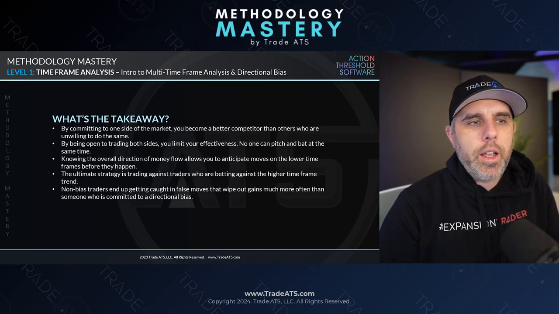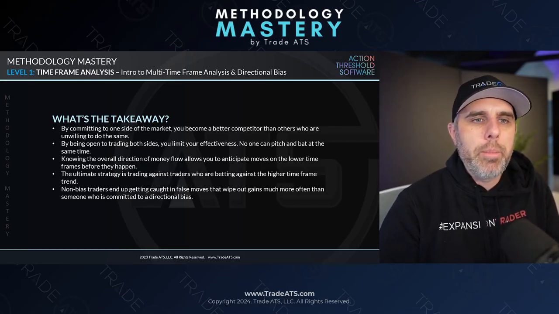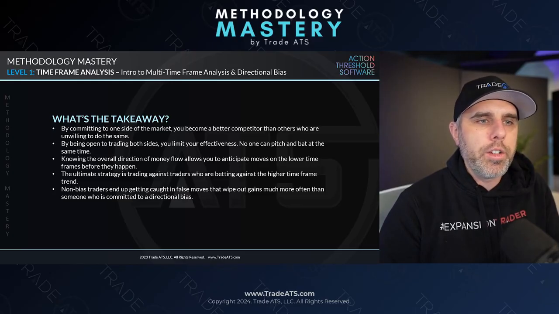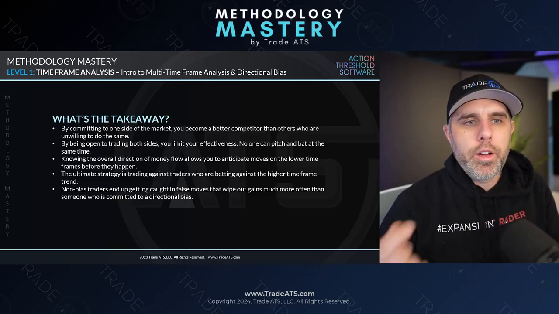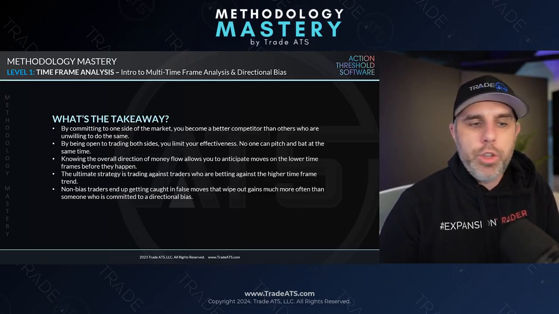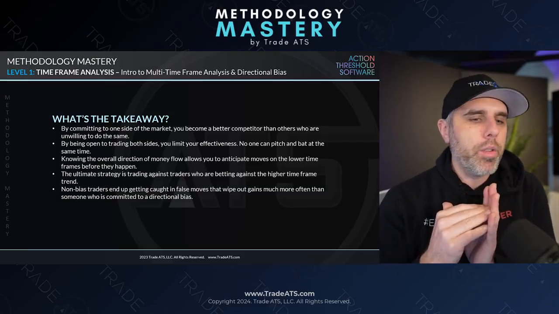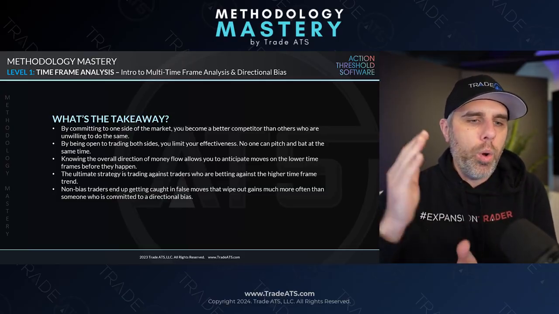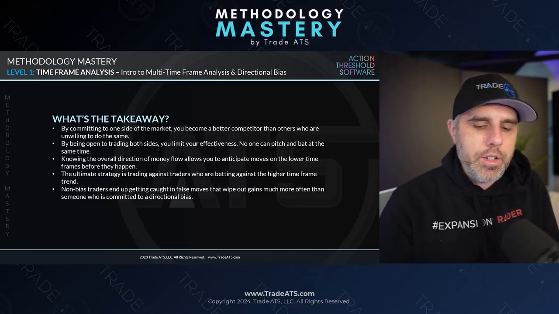All right, so what's the takeaway from this lesson? By committing to one side of the market, you become a better competitor than others who are unwilling to do the same. By being open to trading both sides, you limit your effectiveness. No one can pitch and bat at the same time. You can't throw the ball, run up and hit it. That's what trying to be a buyer and seller all the time means. If you're only a pitcher or only a batter, you can get better and better at filling that position.